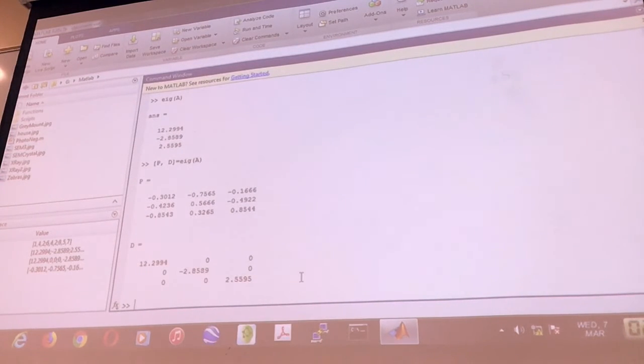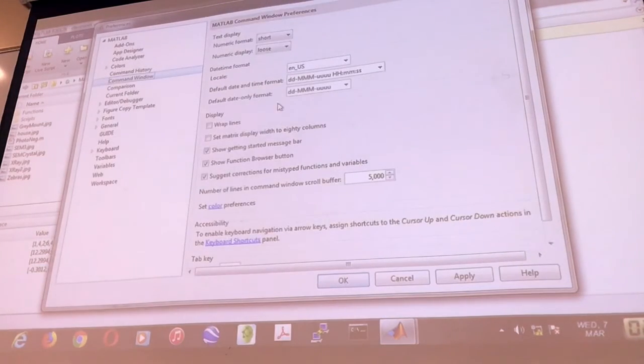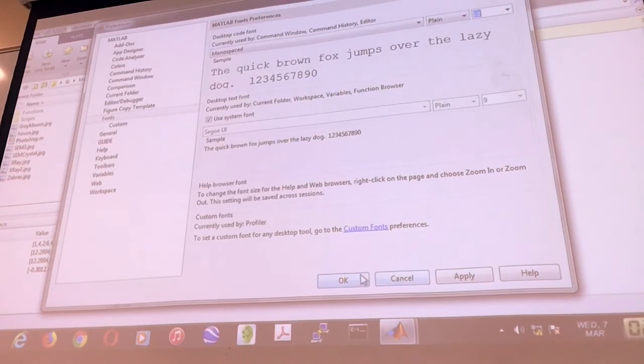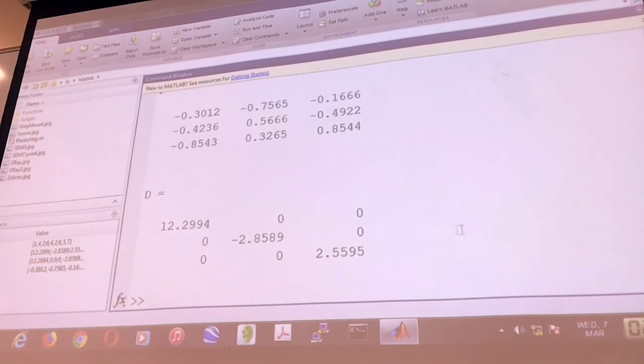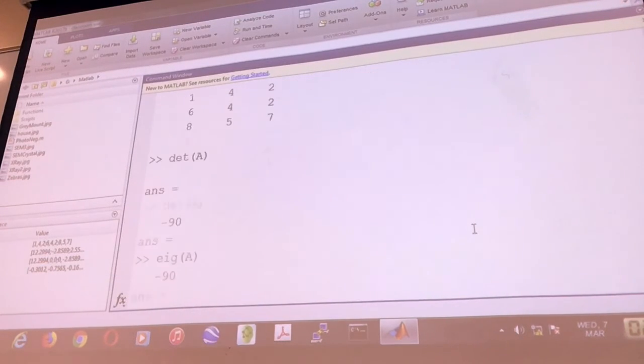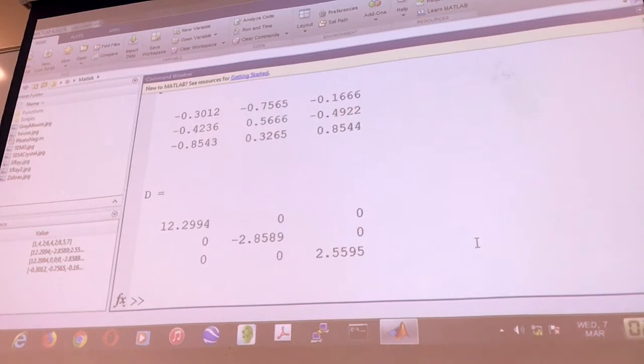Did you already enlarge the screen? It looks small. I don't know what I did. So let's get that. I did not. Thank you for reminding me. Okay, is that a little better? Okay.